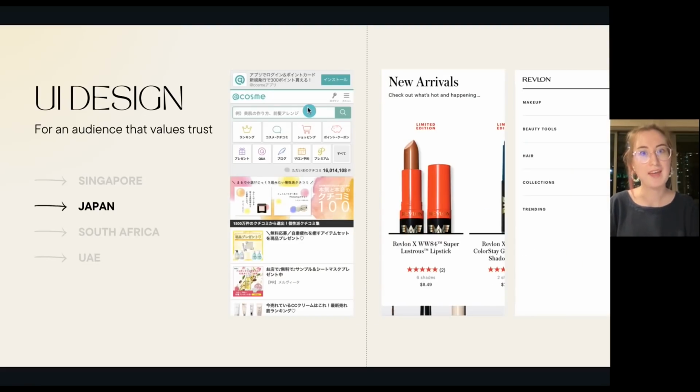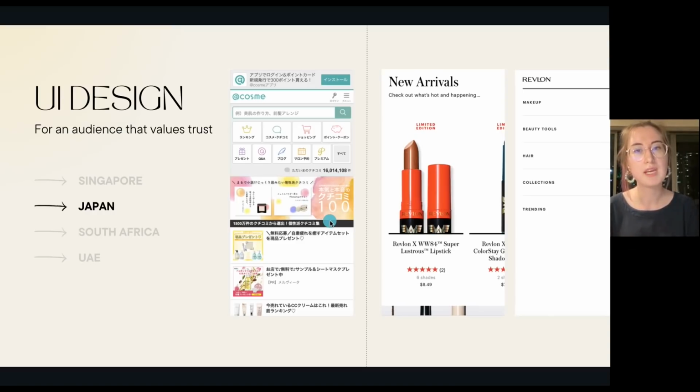Let's go to Japan. Japanese apps are notorious for being very visually stimulating and crowded. Well, why is that? Japanese audiences value trust and transparency and having access to information up front. So these are both makeup apps. The one on the right is from Revlon. It's, I believe, an American app, and you can see the product photos really emphasized. There's a lot of white space. There's not so much text, right? We want it to look premium.